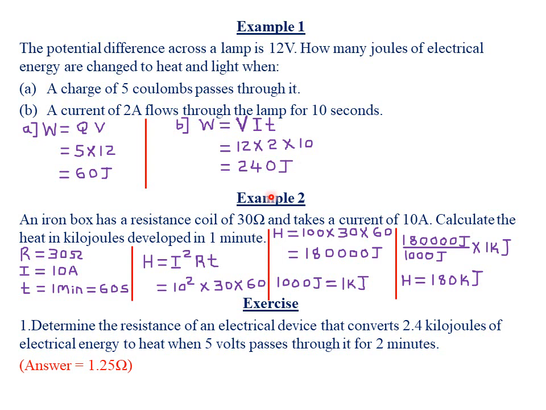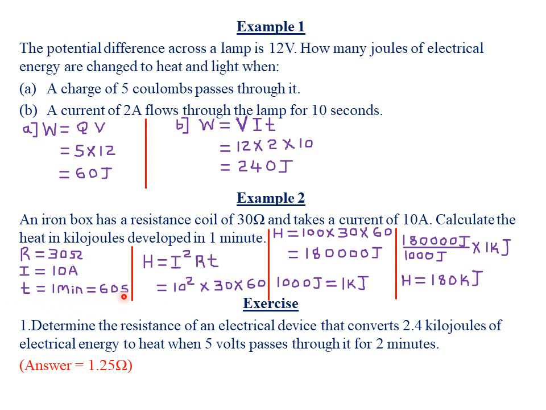Then in our second example, it reads that an iron box has a resistance coil of 30 ohm. So of course, this is the resistance R, and it takes a current of 10 amperes. So this is the current I. Calculate the heat in kilojoules developed in 1 minute. So of course, we are given time as 1 minute. Then we know that 1 minute is equivalent to 60 seconds.